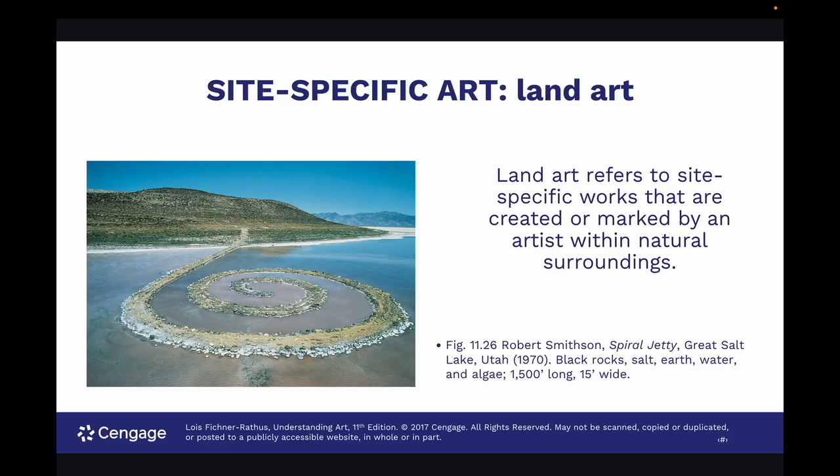This is a land art piece by Robert Smithson. It's called Spiral Jetty, and this was made in the Great Salt Lake in Utah. And so this is a good example of land art, and that's site-specific work that's created or marked by an artist within its natural surroundings. And this was created by bulldozing rocks and earth into that spiral shape. Remember, we've seen that spiral shape before when we've talked about lines and things like that. It's a very kind of ancient design motif that's been around.